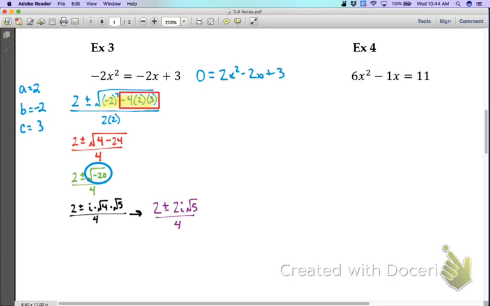Now, am I finished? If I ask that question, what do you think the answer is? Probably not. Why am I not finished? Everything is divisible by 2, right? So I can turn that into a 1, I can turn that into a 1, and I can turn this into a 2. So completely simplified is 1 plus or minus i times the square root of 5 over 2. It's going to stay exactly like that.